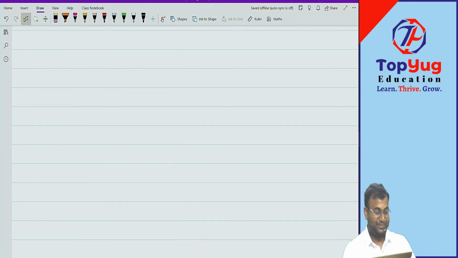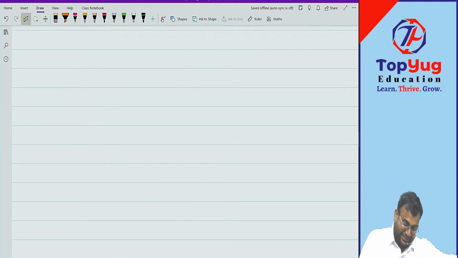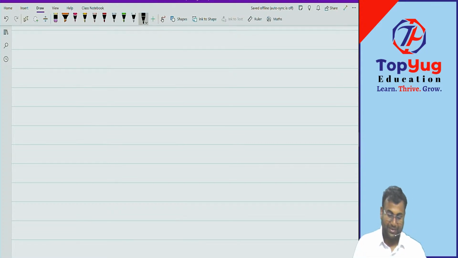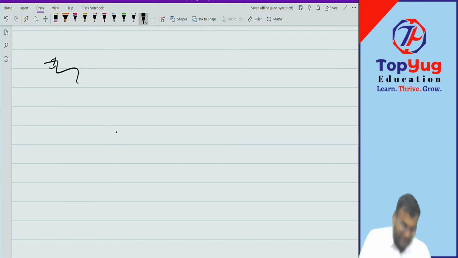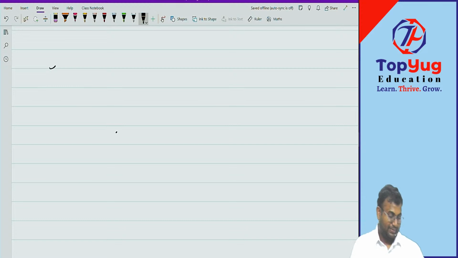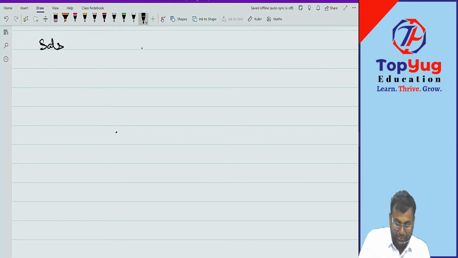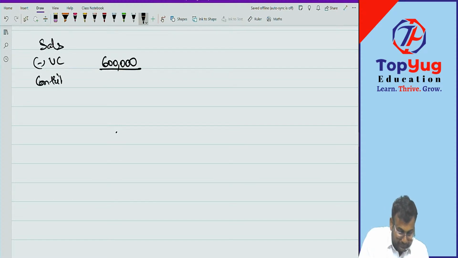Let's do it. So sales. Sales we don't know. Then less variable cost 6 lakhs. Contribution we don't know. Less fixed cost we don't know.